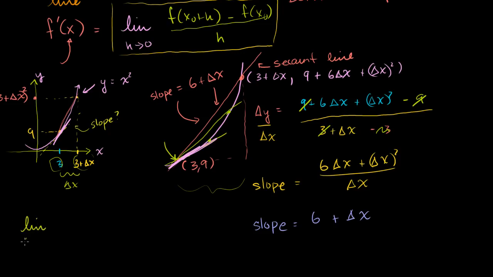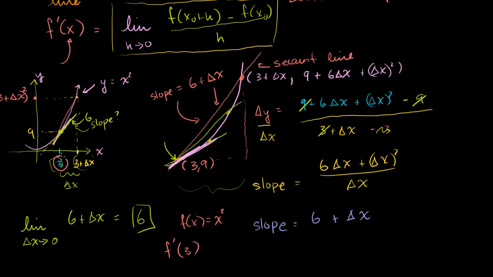So the limit as delta x approaches 0 of our slope of the secant line, 6 plus delta x, is equal to what? This is pretty straightforward. You could just set this equal to 0, and it is equal to 6. So the slope of our tangent line at the point x is equal to 3 is equal to 6. Another way we could write this, if we wrote that f of x is equal to x squared, we now know that the derivative, or the slope of the tangent line of this function at the point 3, is equal to 6.